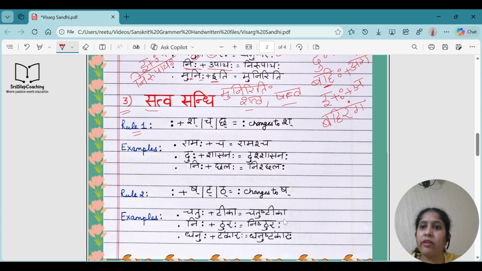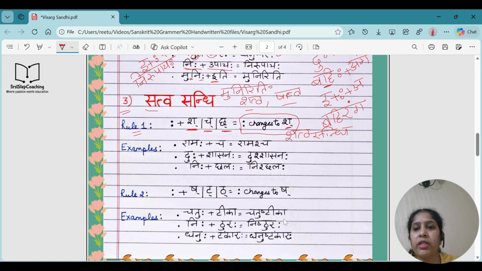If we go for the first rule, the first rule is saying that if the first word is ending with a visarg, and the second word is starting with sha, cha, or chha, then what will happen? If the second word is starting with sha, cha, and chha, then the visarg will change to sha. Because it is changing to sha, that's why sometimes we call it Shatva Sandhi also. That is a part of Sattva Sandhi only, but some people may think that there are three different types of sandhi, so you can call this the Shatva Sandhi.